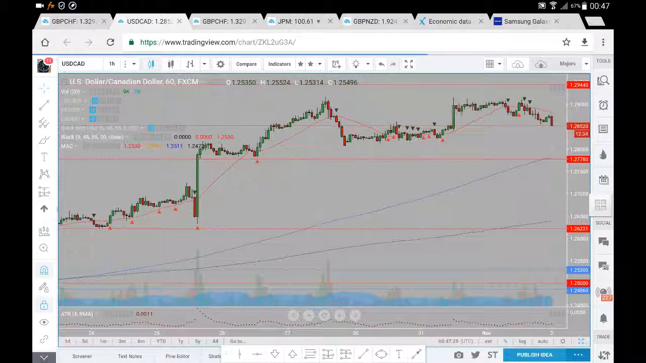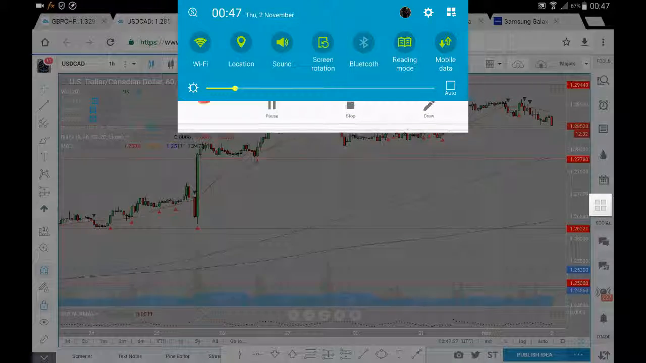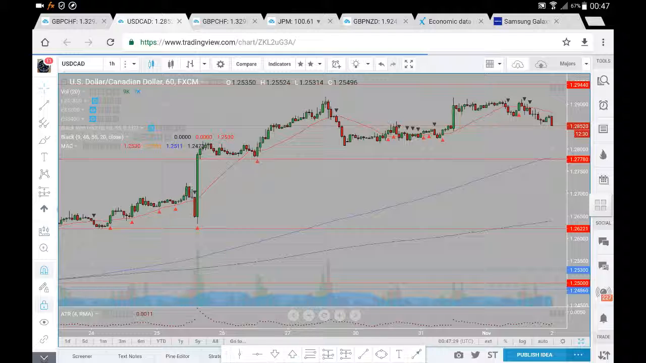So this is US dollar Canadian dollar analysis for Thursday, the 2nd of November. Now, let's just have a look what happened on the 1st of November. On the 1st of November, we were expecting follow through, particularly as we did see this very strong candle over here. This very strong candle on the 31st.